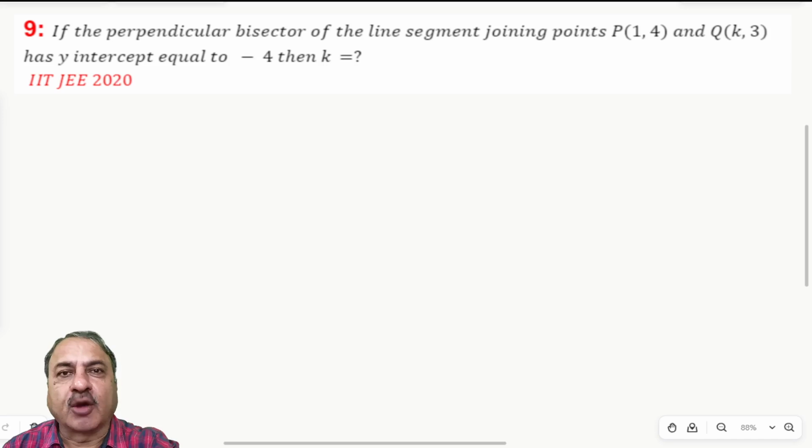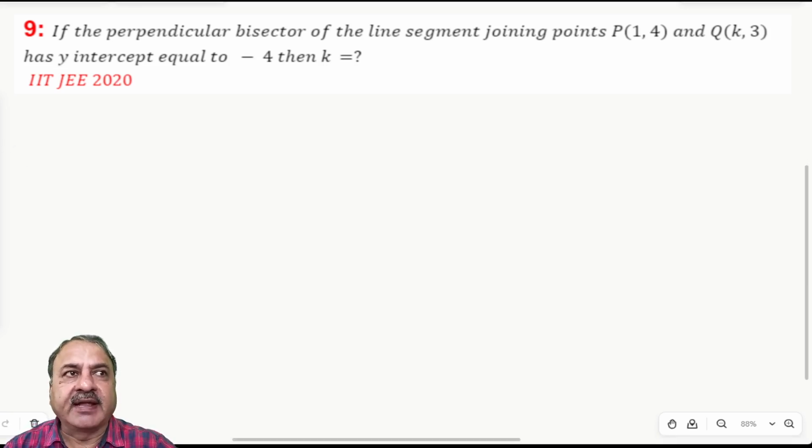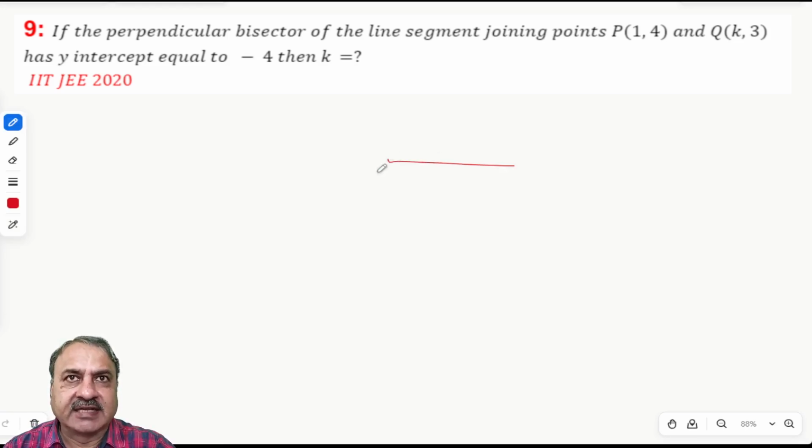Students, the topic of today's class is the straight line. You can see the problem on the board. Let's start. It is saying that the perpendicular bisector of the line segment. This is a line segment PQ. It is saying the perpendicular bisector.